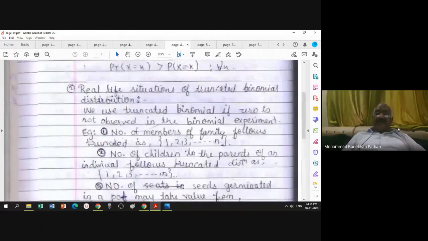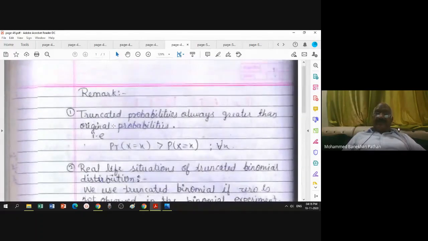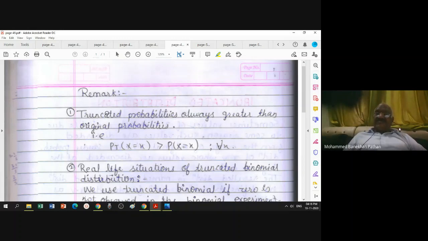Remark number 1: truncated probabilities are always greater than original probabilities. That means the probabilities with the truncated random variable are always bigger than the original probabilities. So that is the relation here, Pt greater than original P.